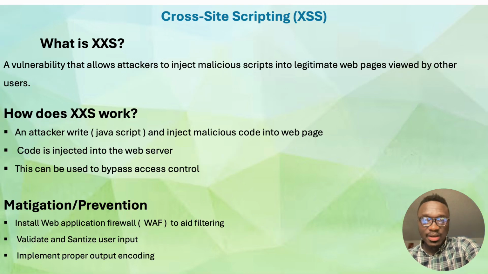So cross-site scripting allows attackers to inject malicious scripts into web pages viewed by other users. For example, an attacker could inject JavaScript into a login form. When another user visits a page, the malicious code executes in their browser, potentially stealing their session data or credentials. Prevention includes input validation, output encoding, and implementing a web application firewall to filter malicious requests.